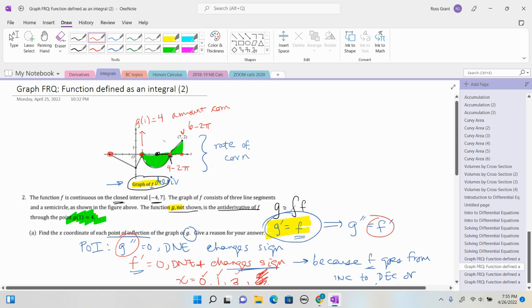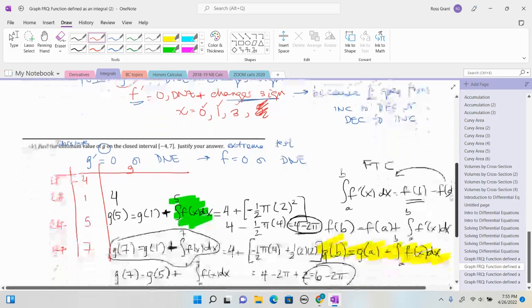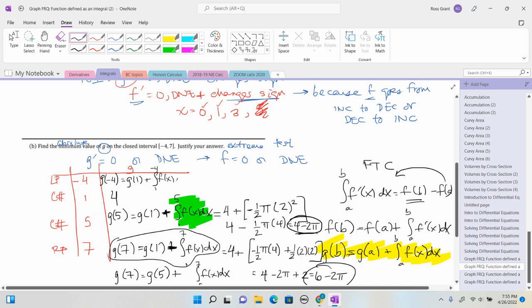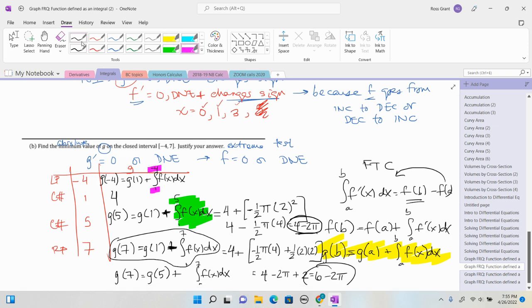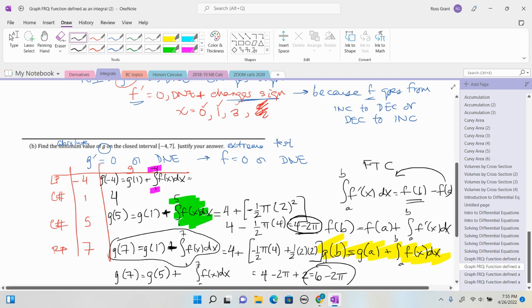I need to go backwards in time to -4 seconds and see where I ended up. Okay, there's two ways to think about this. I can do g of -4 is g of 1 plus the integral from 1 to -4 of f of x dx. And when I do an integral geometrically, remember, I have to have my smaller value at the bottom and the larger value at the top.